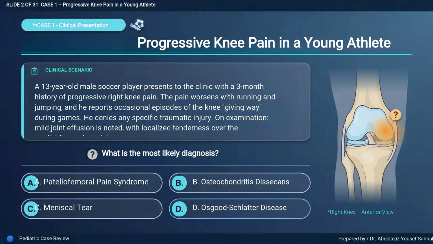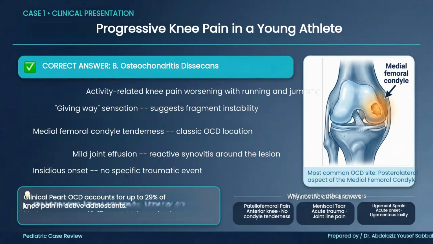Option A, patellofemoral pain syndrome. Option B, osteochondritis dissecans. Option C, meniscal tear. Option D, Osgood-Schlatter disease. The correct answer is Option B, osteochondritis dissecans. This case demonstrates the classic presentation.